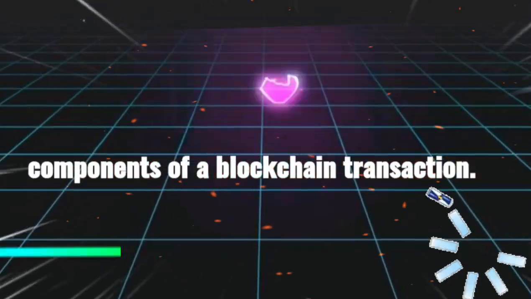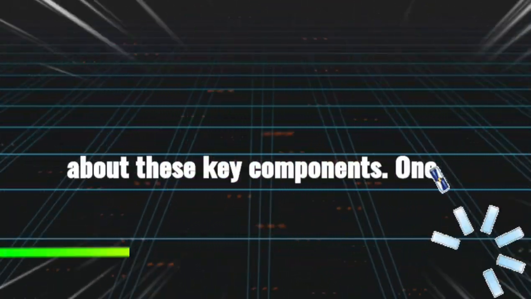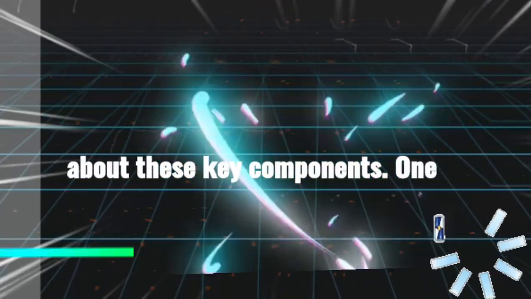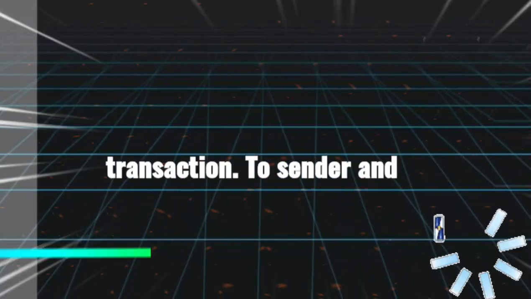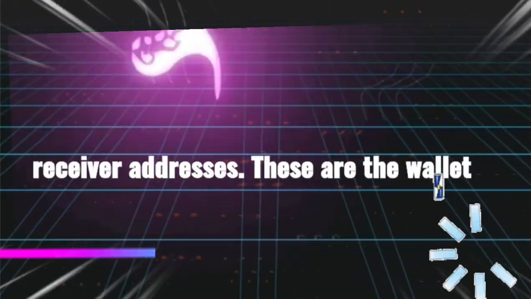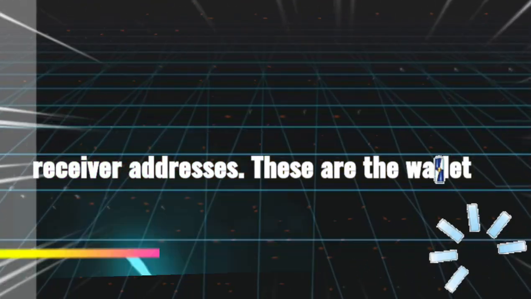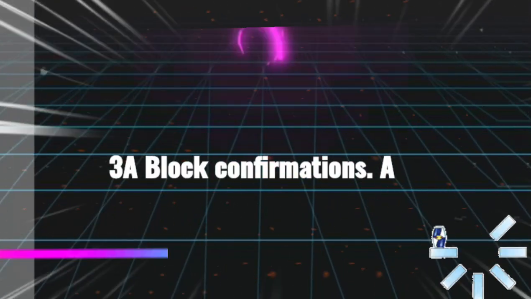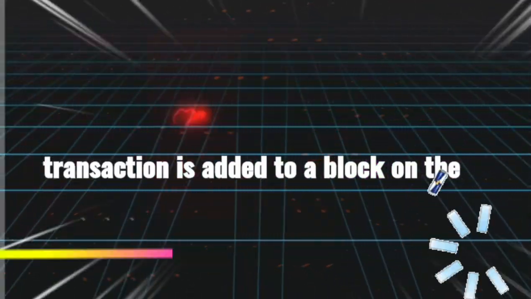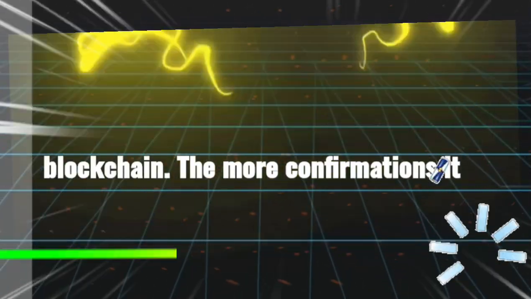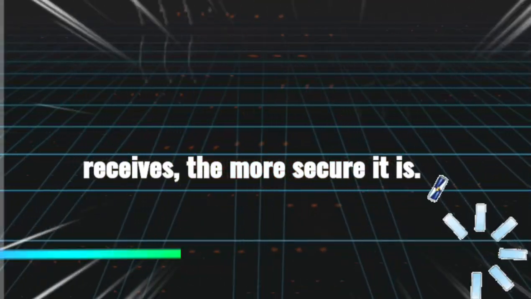Section 2. Key components of a blockchain transaction. To verify a transaction, you need to know about these key components. 1. Transaction hash, TXID. Every transaction generates a unique identifier called a transaction hash. This is like a digital receipt for your transaction. 2. Sender and receiver addresses. These are the wallet addresses involved in the transaction. 3. Block confirmations. A transaction is added to a block on the blockchain. The more confirmations it receives, the more secure it is.